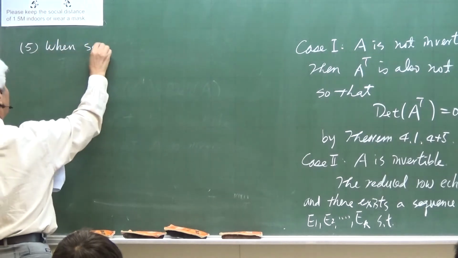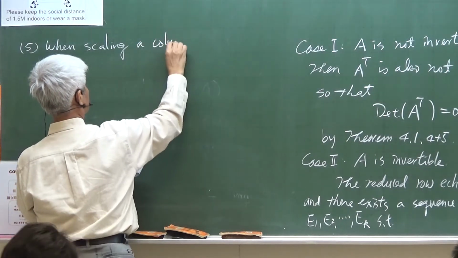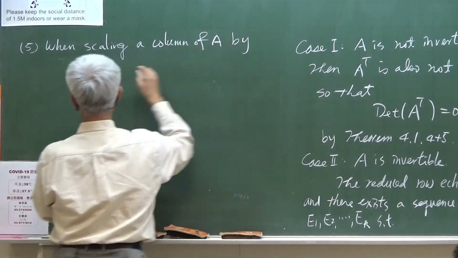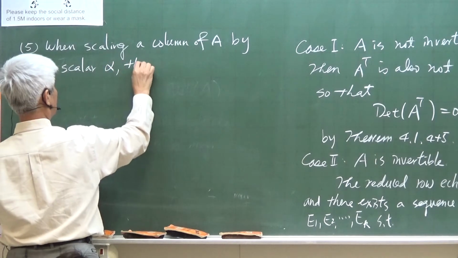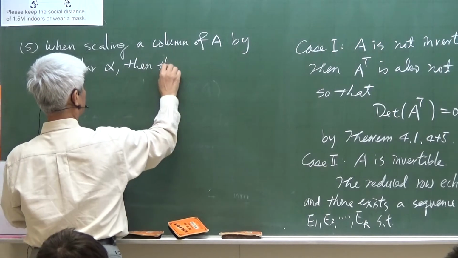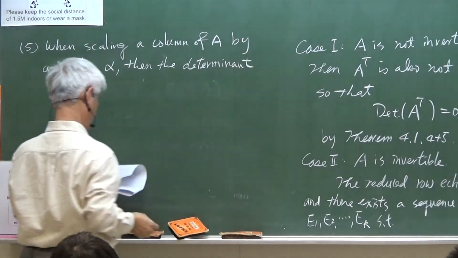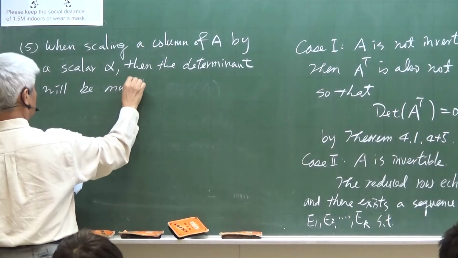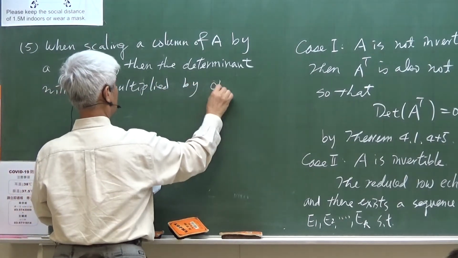Also, by scaling a column of A by a scalar alpha, then the determinant will be multiplied by alpha. Okay.